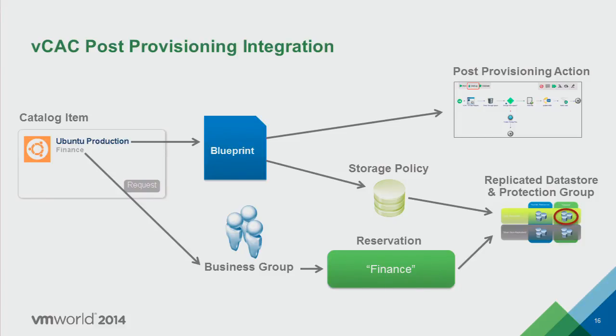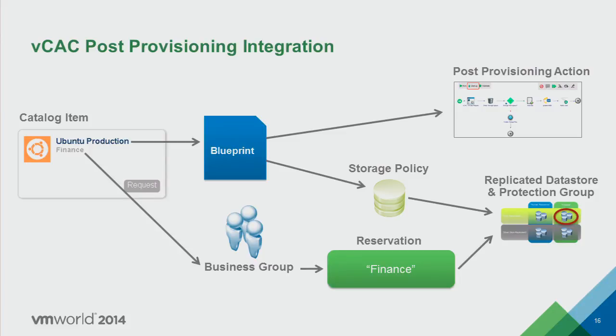So what we'll talk about is how, within VCAC, you have this concept of catalog items. And they're really a combination of two things: a blueprint, which is kind of like a template of the VM, or the set of VMs that you want to provision. And then the association of those blueprints with business groups. So this could be your finance department, your HR department, your development teams, which could all have these separate business groups that you configure within VCAC.